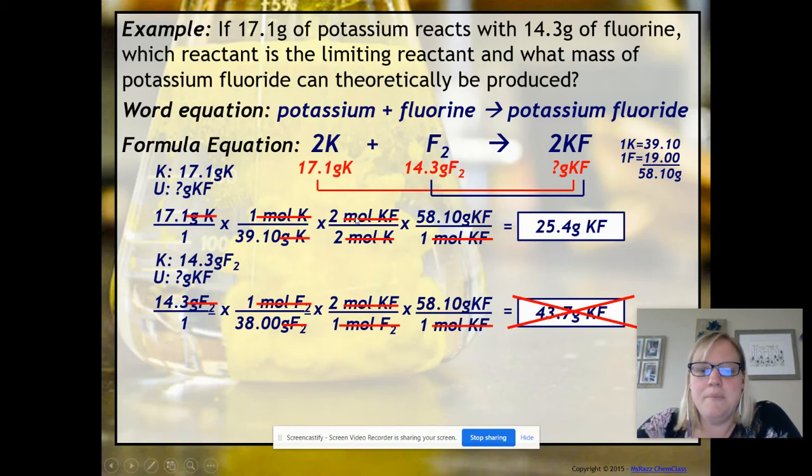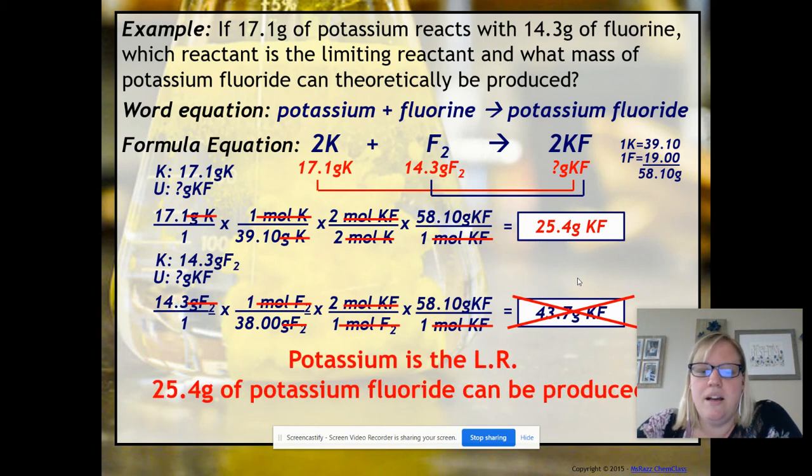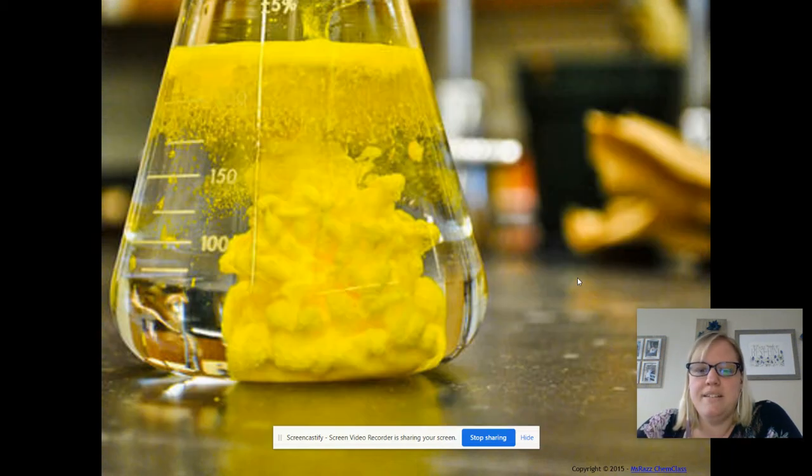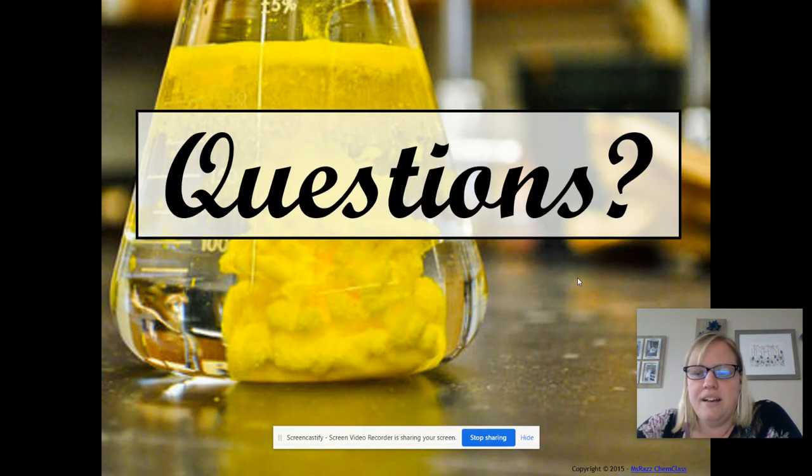All right, so really you're not doing anything new. It's just you have to do 2 things. You have to do your mass to mass calculation twice to figure out how many grams of potassium fluoride will actually be produced. Potassium is the limiting reactant, and of course the 25.4 grams is what is going to be produced. All right, hopefully that made sense.